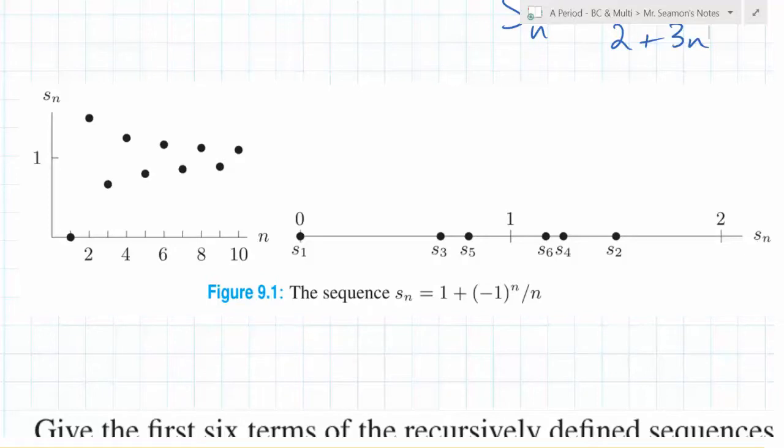Same sequence, but it's labeled because it's in 2 dimensions now. Here's the first term, here's the second term, here's the third, here's the fourth, here's the fifth, here's the sixth. What does it look like the sequence is doing? It looks like it's converging. The seventh, eighth. It looks like it's converging.